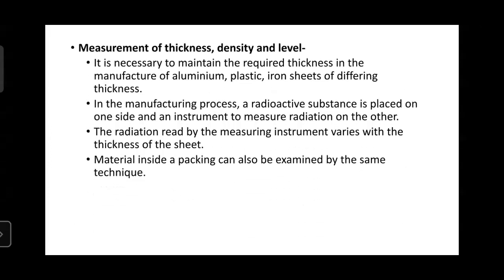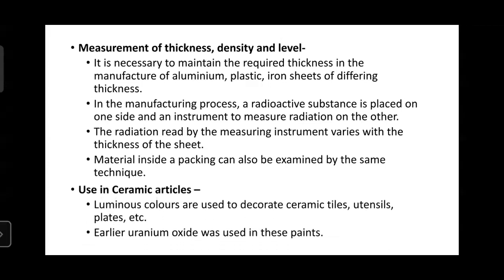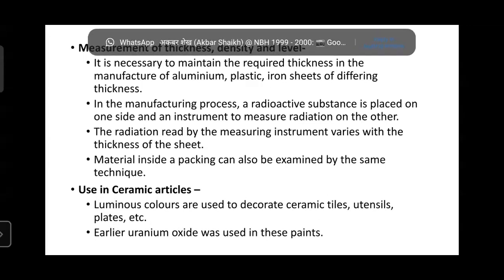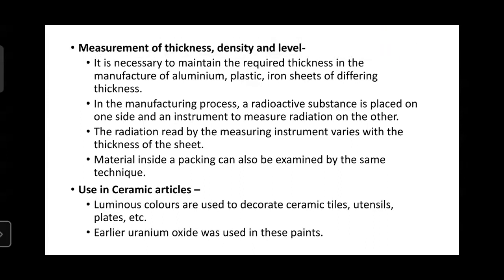Now, in measurement of thickness, density, and level, the instrument used for thickness is in use in the manufacturing process. The radioactive substance is placed on one side and the measuring instrument is kept on the other side. The radiation read by the measuring instrument varies with the thickness of that sheet. So material inside the packaging can also be examined with the same technique. Next, in use in ceramic articles, luminescence colors are used for decorating those tiles, utensils, plates. Earlier, uranium oxide was used for this purpose.